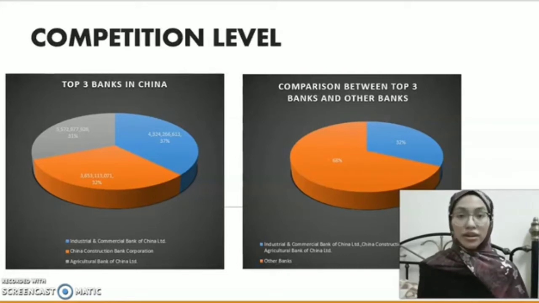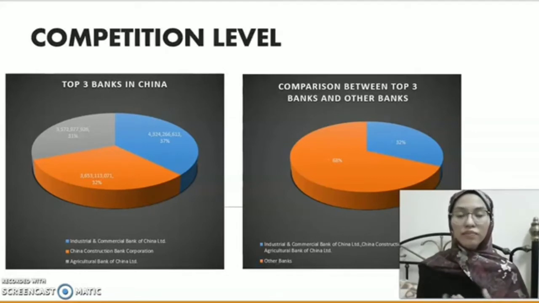This means that the market is not being monopolized or conquered by these top 3 banks in China, because in China there are a lot of banks, more than 4,000 banks. As we can see in the pie chart here, we did the comparison between the top 3 banks and other banks. The top 3 banks contribute 32%, and the rest of the banks 68%.